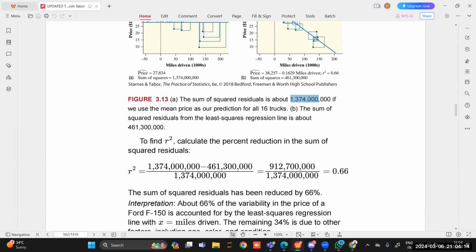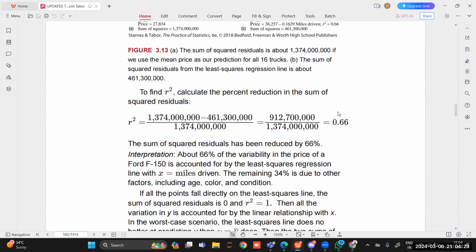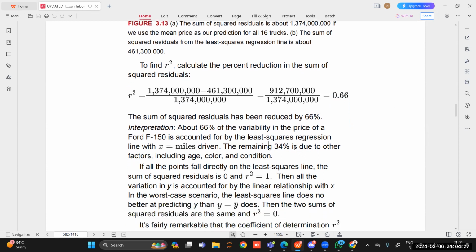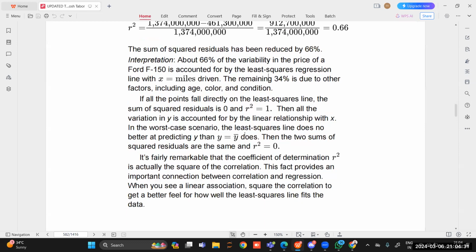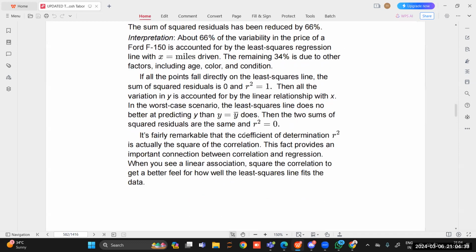So this is our predicted value and this is our actual value. We'll subtract the actual value from the predicted value and divide by the predicted value. So it came out to be 0.66. The sum of the squared residuals has been reduced by 66%. So see how much reduction it is. By doing the least square regression, we have reduced our prediction error by about 66%.